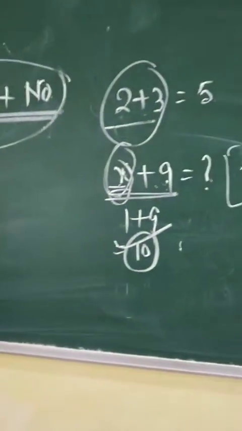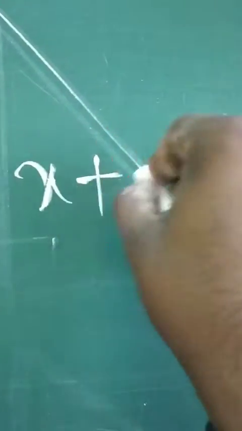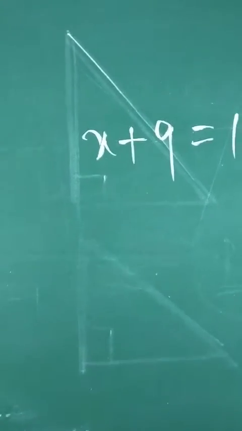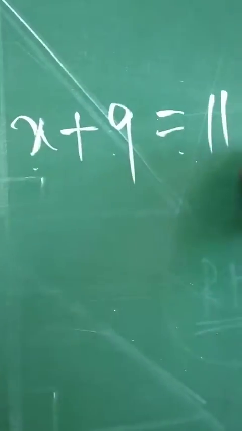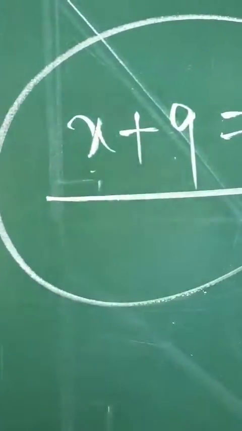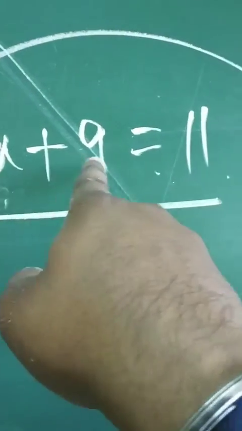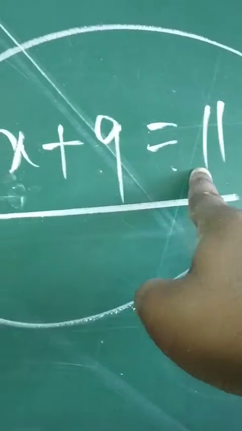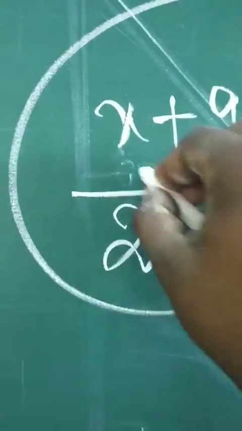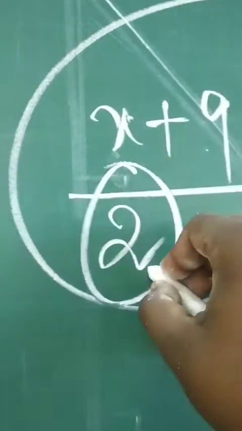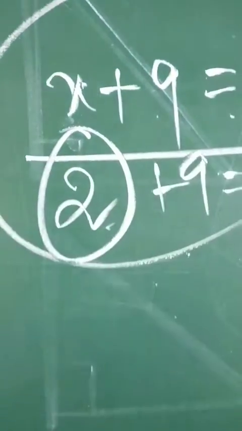So now children, the question is, how to deal with this kind of questions? Suppose we are given x plus 9 is equal to 11. If you are asked to find the value of x, the first concept that comes to our mind is that the value of x should be something which is to be added to 9 resulting in 11. What could be that number? That number could be 2, because only 9 plus 2 results in 11.